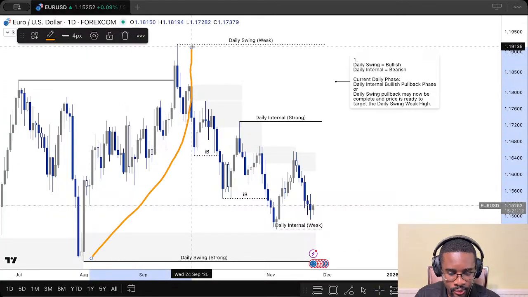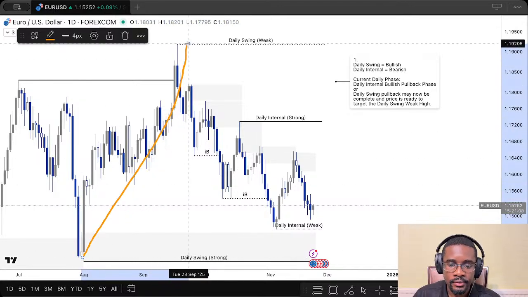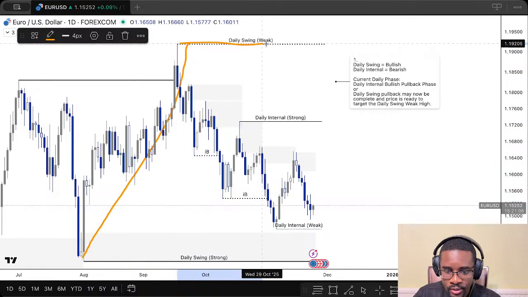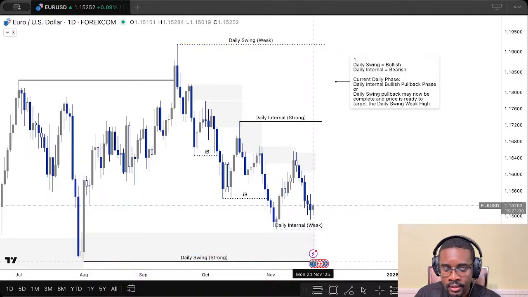That's our daily swing, that's bullish, and this is our swing range. At the back of the mind, this is the key idea that we should be remembering. Yes, price is doing what it's doing, but at the back of our mind, we should be understanding that the daily is in a bullish trend.